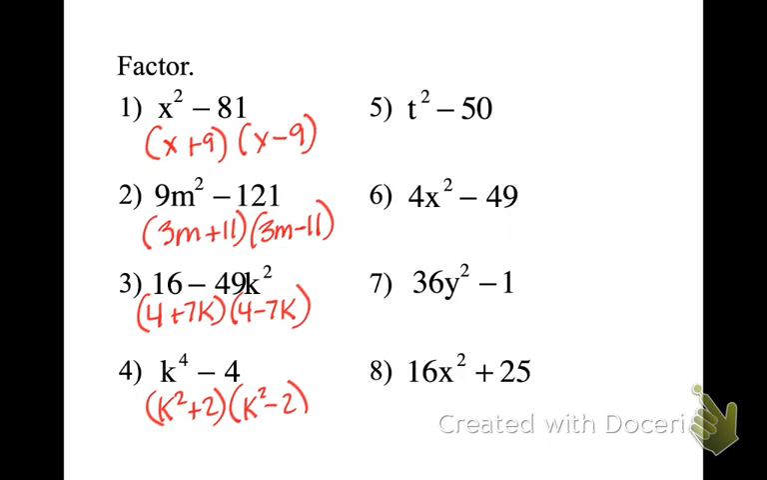Carter. I think it might be t times t minus 50. I wasn't sure after this because 50 is not good. Anybody? Mark? T minus 7.5 times T plus 7.5.